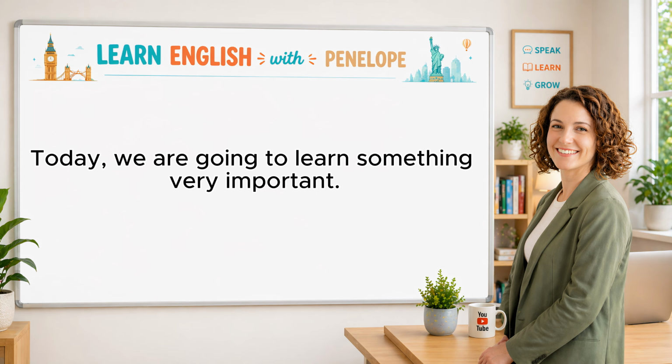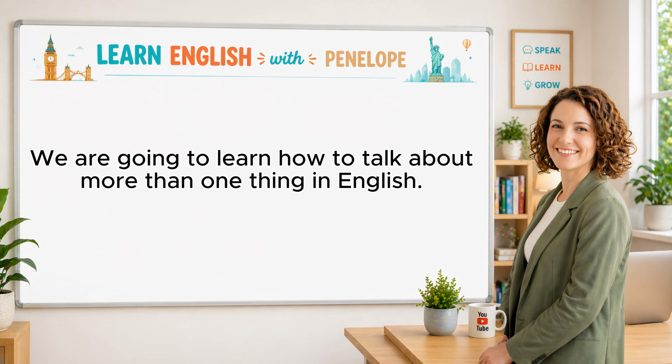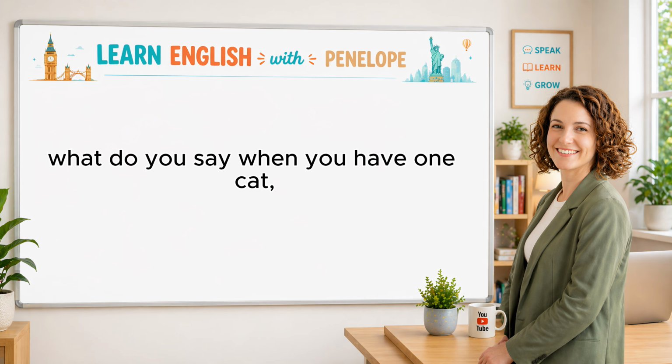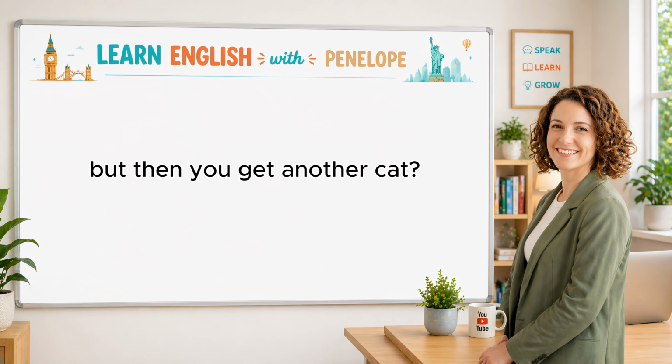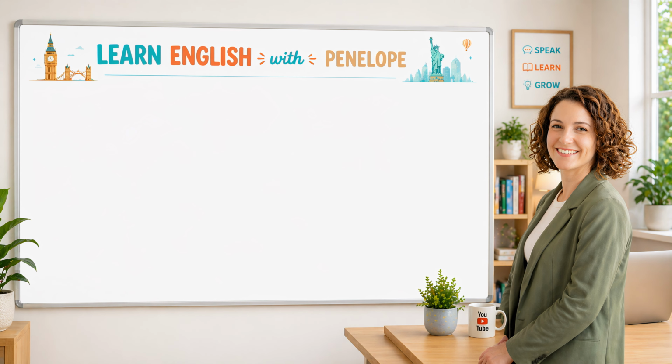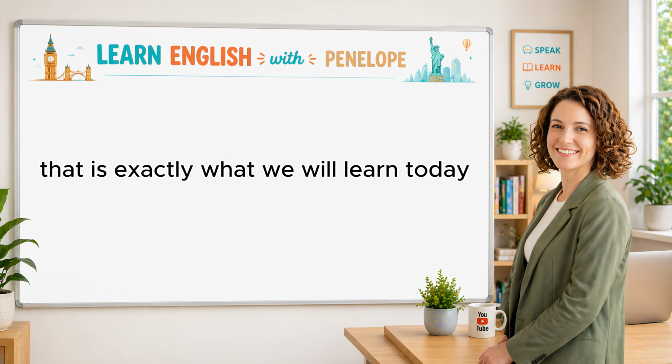Today, we are going to learn something very important. We are going to learn how to talk about more than one thing in English. For example, what do you say when you have one cat, but then you get another cat? Now you have two cats. How do we make that word? That is exactly what we will learn today.